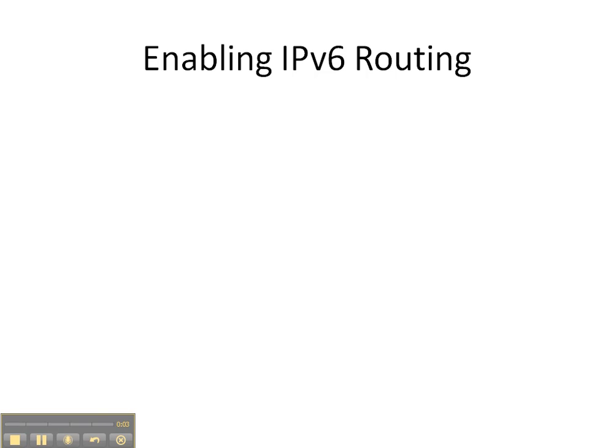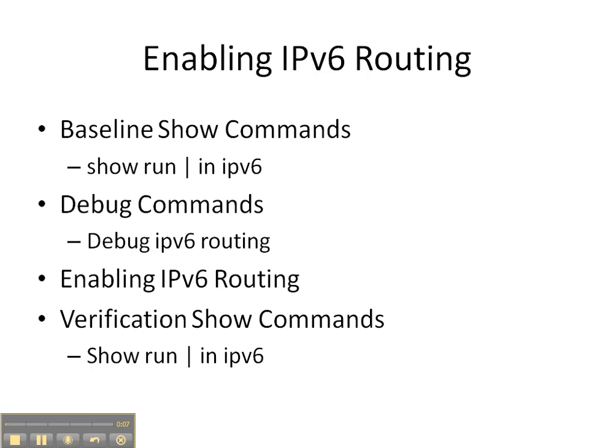Welcome. In this video cheat sheet series, we're going to be enabling IPv6 routing. We're going to start off with our baseline show command of show run pipe include IPv6 to see if there's any IPv6 configurations already on the router. And then we're going to enable the debug command debug IPv6 routing to see how things change, or if anything changes, when we enable IPv6 routing. And then we're going to finish up with the verification show command of show run pipe include IPv6 to see what's changed now that we've enabled IPv6 routing.